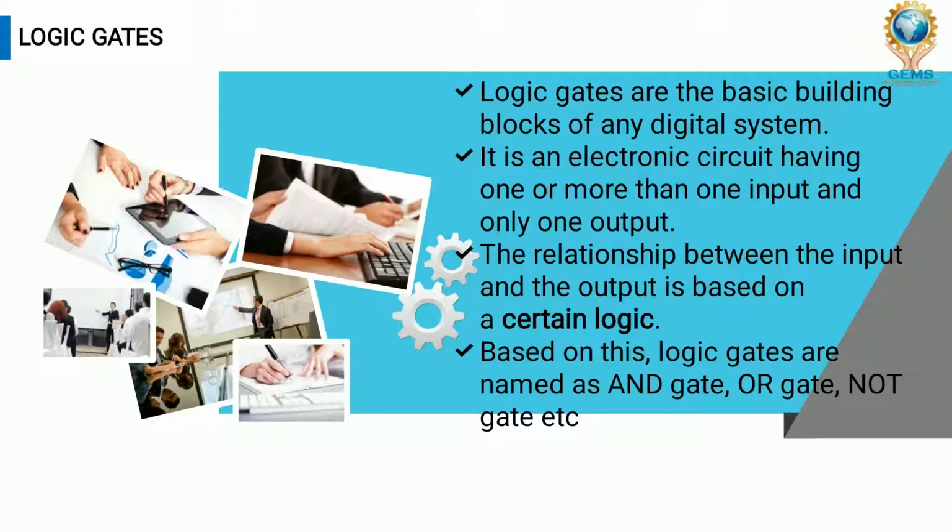Logic gates are the basic building blocks of any digital system. It is an electronic circuit having one or more than one input and only one output. The relationship between the input and the output is based on a certain logic. Based on this, logic gates are named as AND gate, OR gate, NOT gate, and so on. Especially in digital systems, it is an electronic circuit having one or more than one input and only one output.